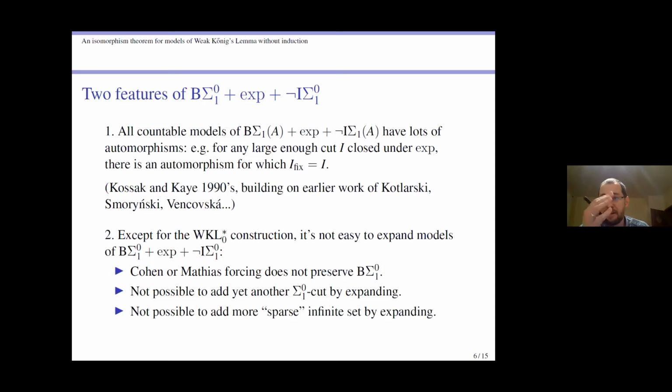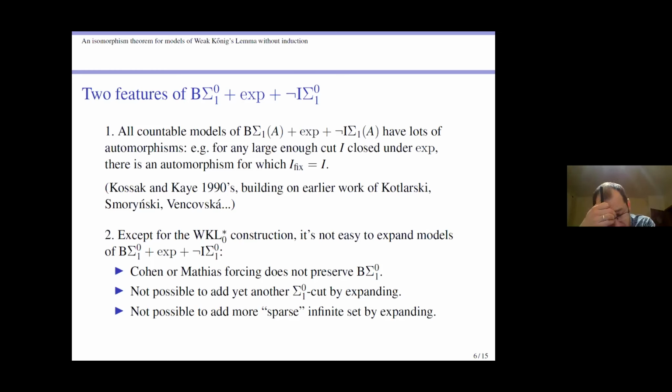So you can add a set, I guess it's called hyperimmune or something, which is in some sense much sparser than any of the decidable sets. This is no longer true over not I sigma 1. So lots of stuff cannot happen by expansion. And eventually we started wondering whether there is some reason behind one or two or both.